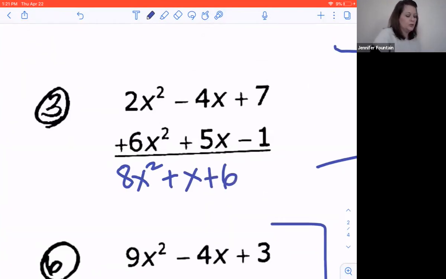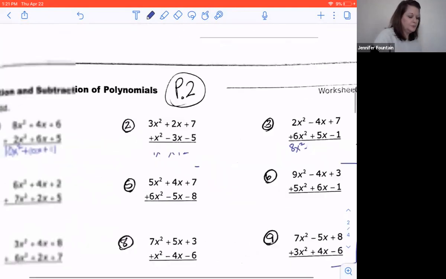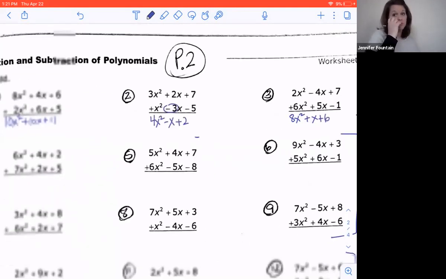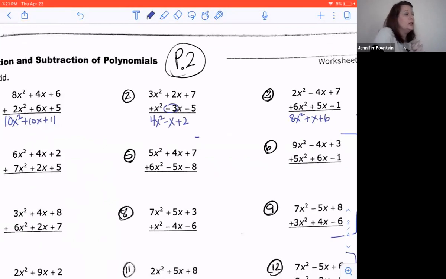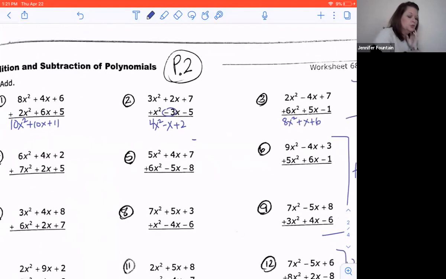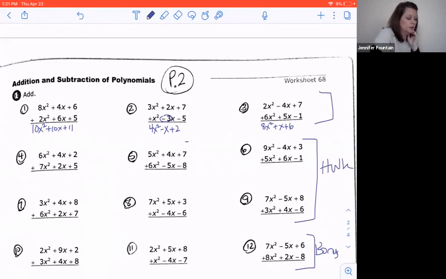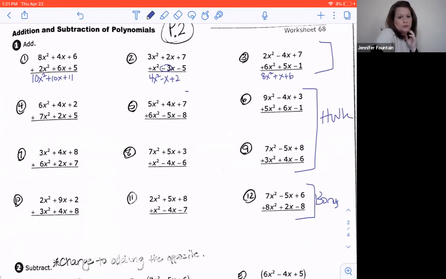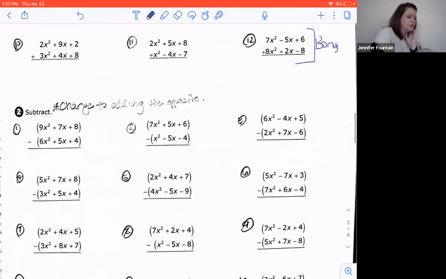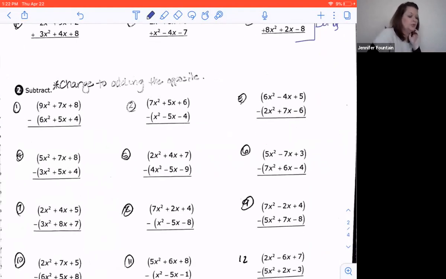Any question on any of these? When I'm adding, I'm just combining like terms, paying attention to my signs. Are they positives or negatives? Okay. So these middle 2 rows will be homework. The last row will be bonus. And let's look at subtraction. I put a note on here, change to adding the opposite.